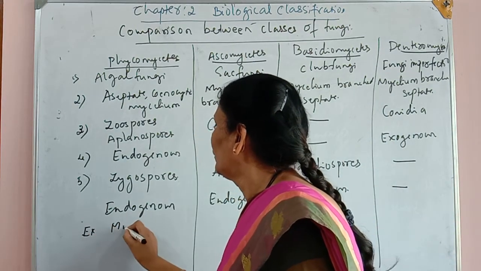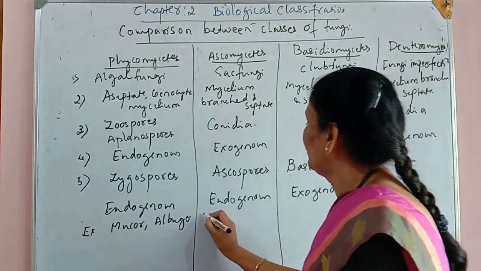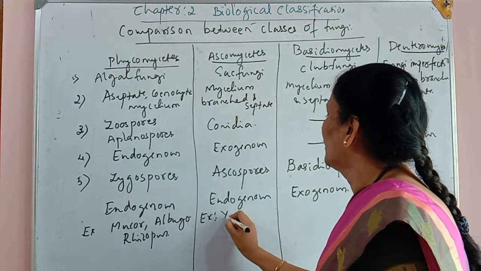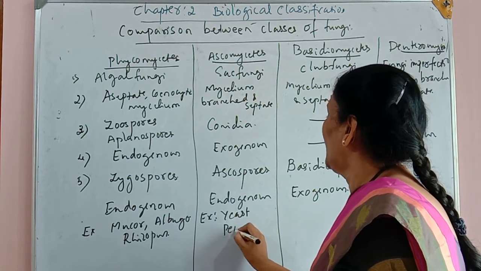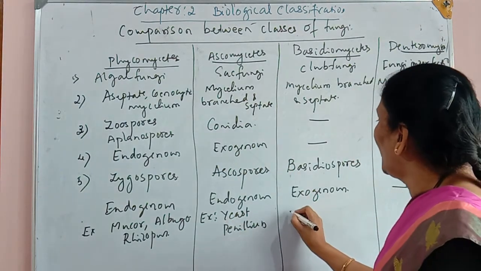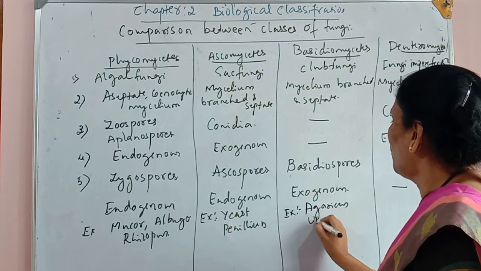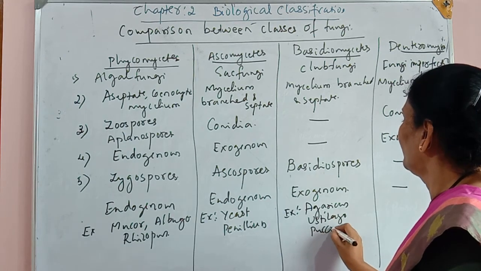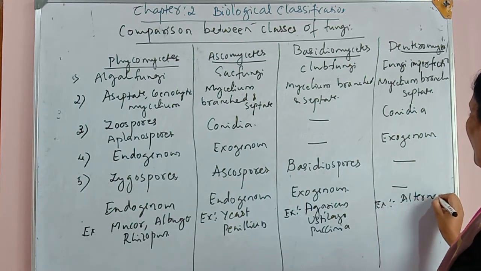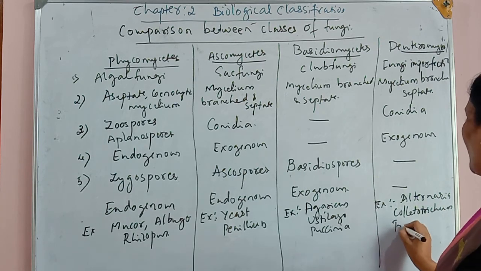An example for each group. Mucor, Albugo, and Rhizopus are examples for Phycomycetes. Examples for Ascomycetes: yeast, Penicillium, and even Aspergillus, Neurospora, and Claviceps come under Ascomycetes. Examples for Basidiomycetes: Agaricus, Ustilago and Puccinia. And examples for Deuteromycetes: Alternaria, Colletotrichum and Trichoderma.